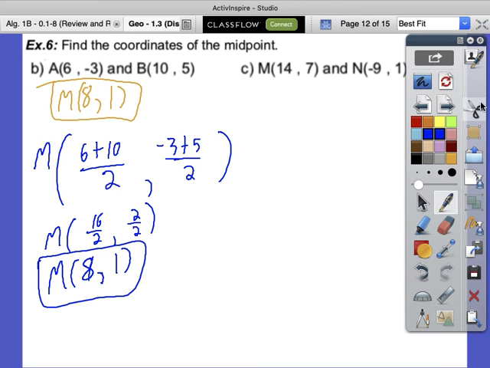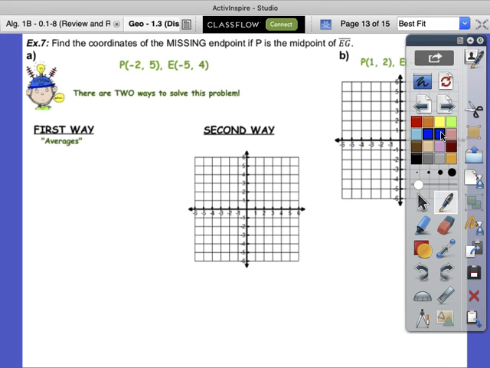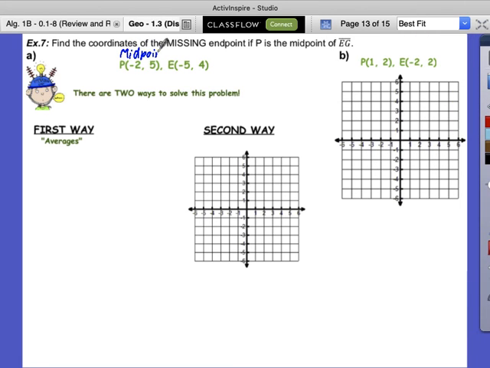We're gonna skip this last one. We're gonna go down. Now we're gonna say we have a missing endpoint. If P is the midpoint, so here P is our midpoint, so we're given our midpoint, and we're given an endpoint. So what are we missing now? The second endpoint. Okay, we have a midpoint, we have an endpoint, we're missing the second endpoint. There's 2 different ways we can do this problem. We're gonna talk over both briefly.